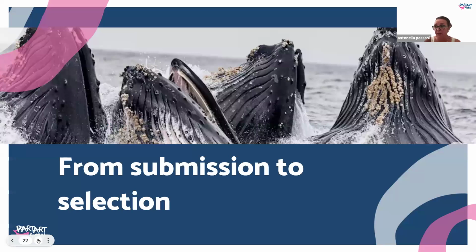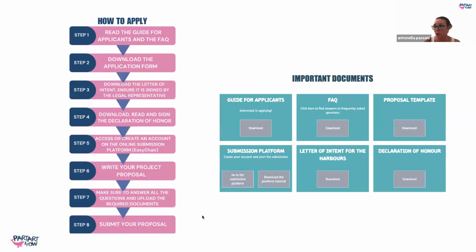So what happens after submission? You read the guide for applicants and FAQ, you download the forms and the templates, you download the letter of intent and ensure it is signed or digitally signed by your legal representative. Then you do the same for the declaration of honor, and for the letter of intent, you have to have it signed by the legal representative of the harbor or marina you selected.